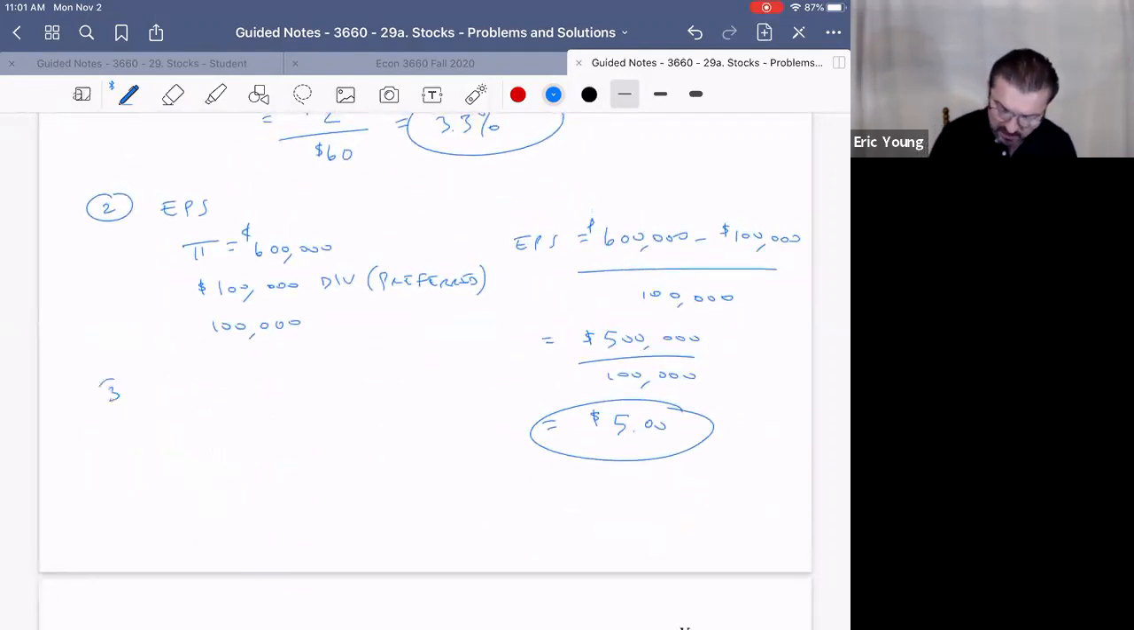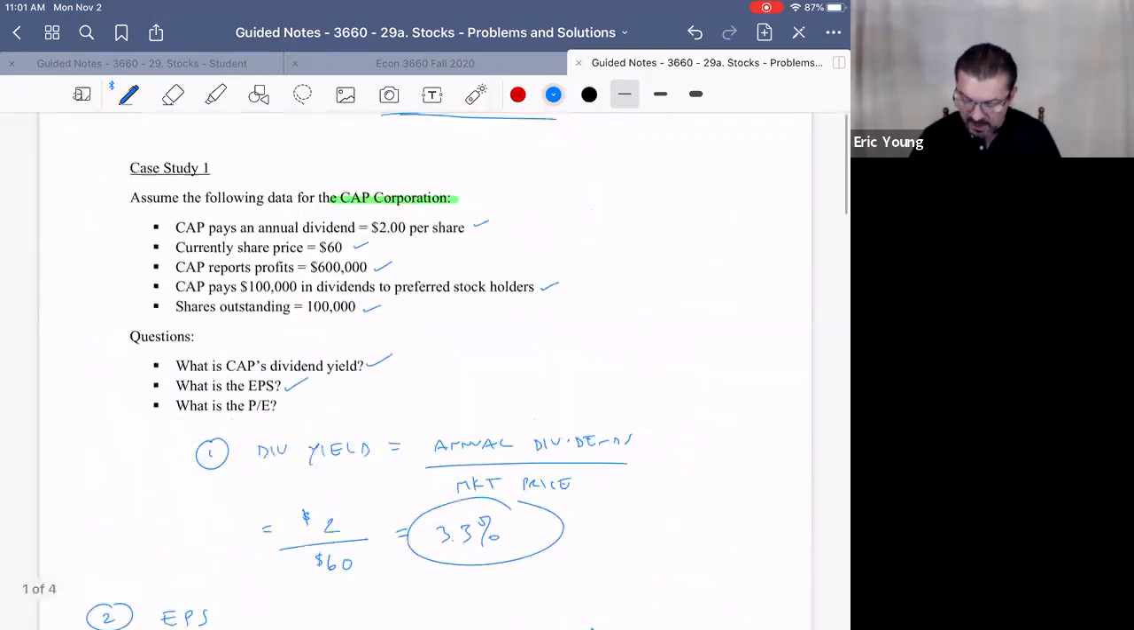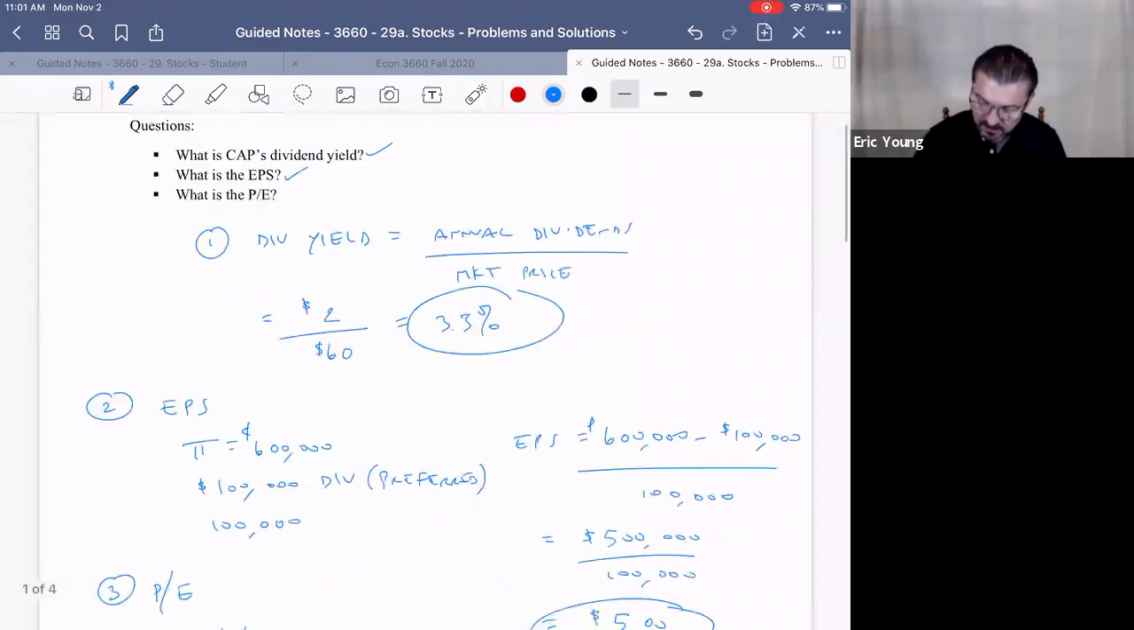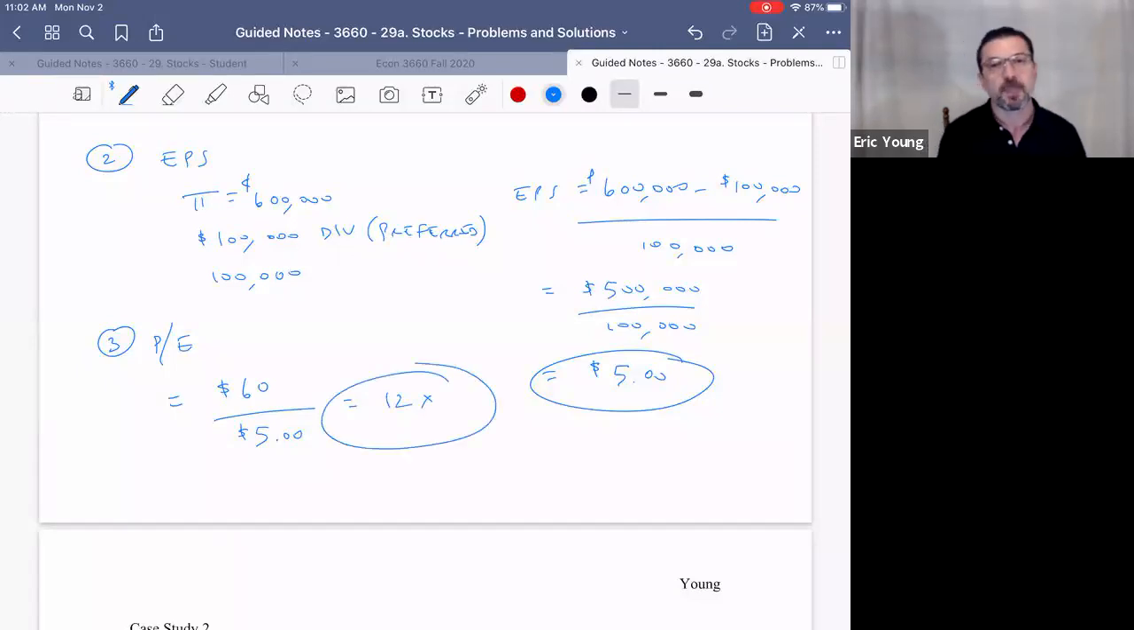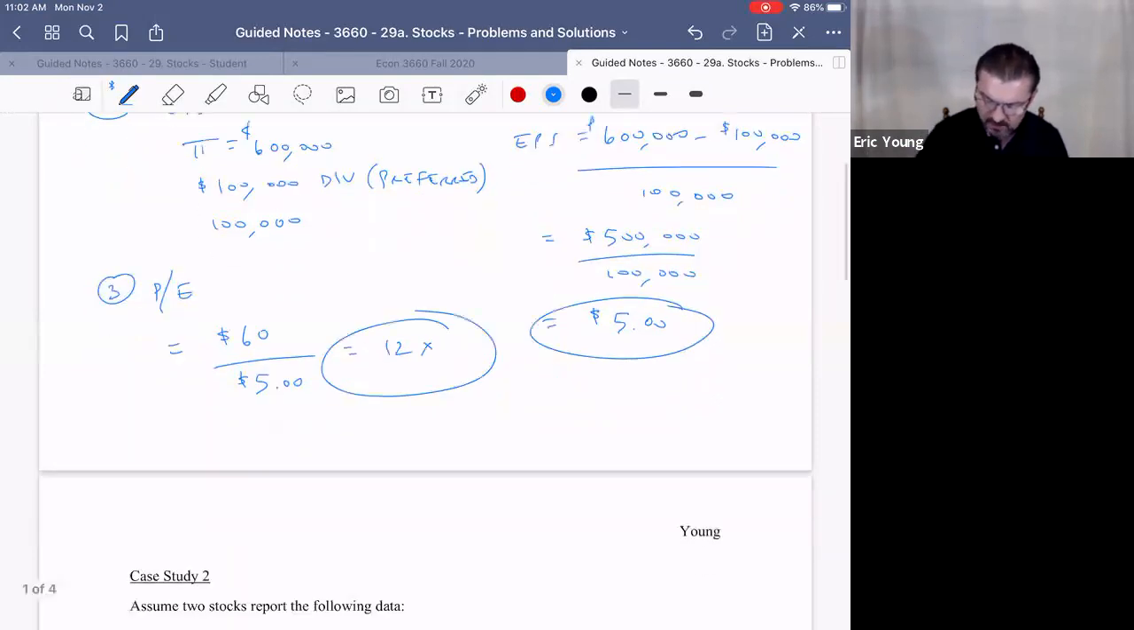What's the PE ratio? Well, number three, the PE ratio, let's do it this way, will simply be equal to $60 because that is our current share price divided by $5, which we calculated as our EPS. This would give us a PE ratio or a PE multiple of 12, which basically means that you're willing to pay $12 in order to get $1 of CAP earnings. Okay? So those are some ways to crunch some numbers.